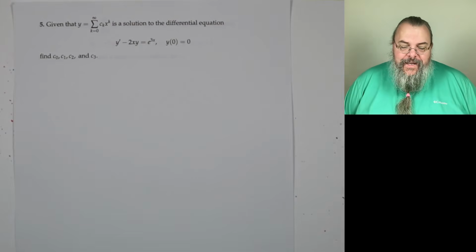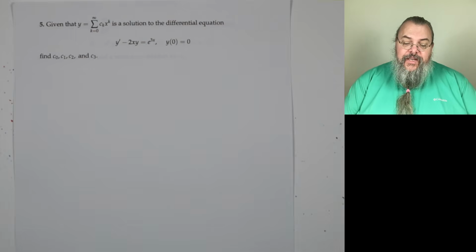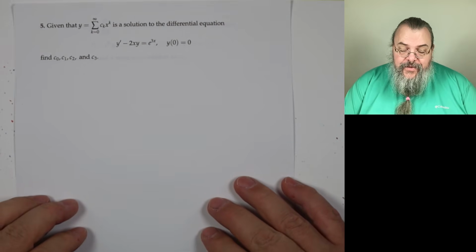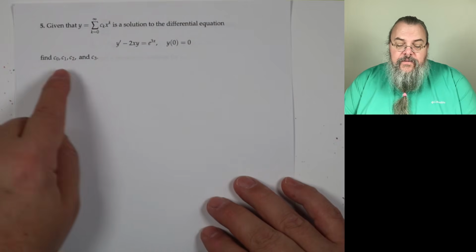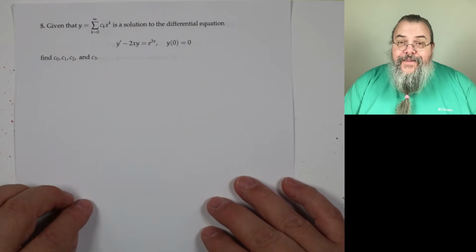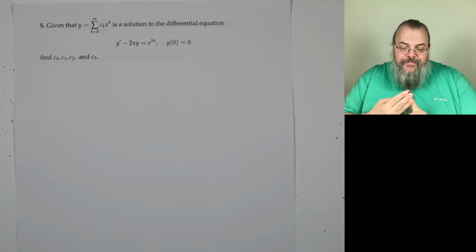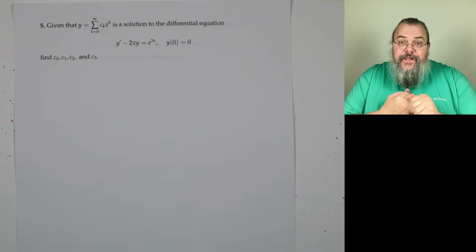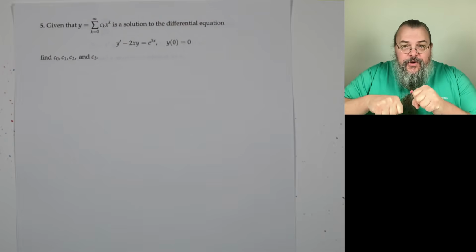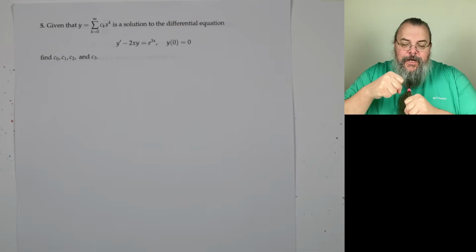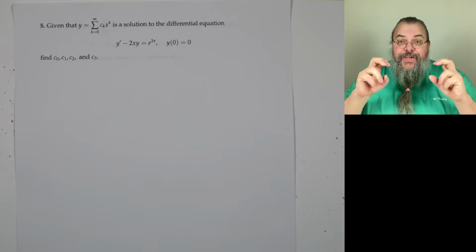Number 5. Given that y is the sum from 0 to infinity, ck x to the k is a solution to the differential equation y prime minus 2xy equals e to 3x, and y of 0 equals 0, find C0, C1, C2, and C3. Now, there's essentially 3 ways you can do this. One way, you can find a recurrence relation. Another way, you can just sort of turn the gears. But I'm going to go the third way, which is we're going to say, let's look at just enough.